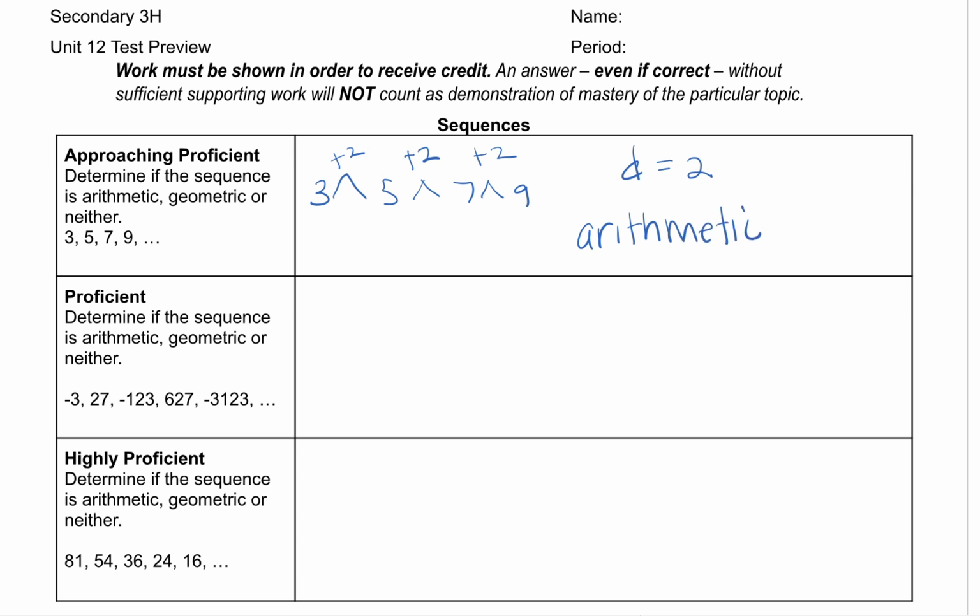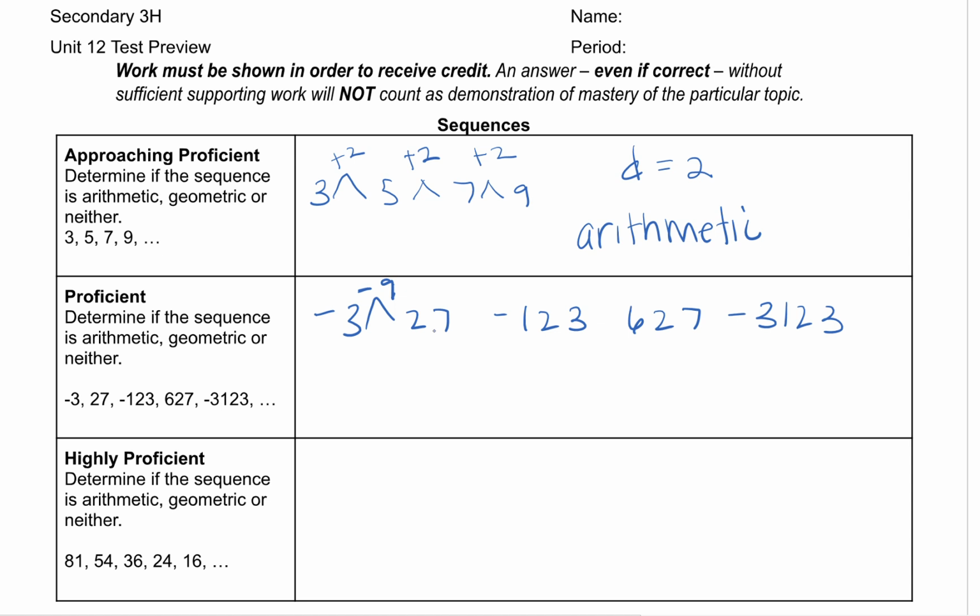Okay, for this one, we have -3, 27, -123, 627, and -3123. If I wanted to see how much I'm adding to get from -3 to 27, I would be adding 30. I'm clearly not adding 30 to get to my next number. So I need to see what I'm multiplying by or dividing by to see if it's the same thing every time. From -3 to 27, we multiply by -9.